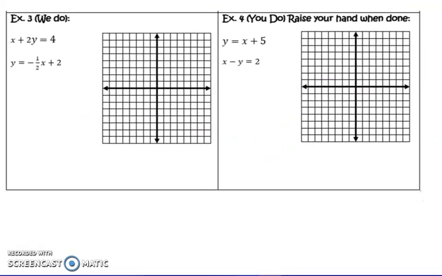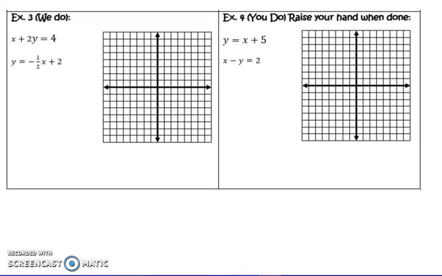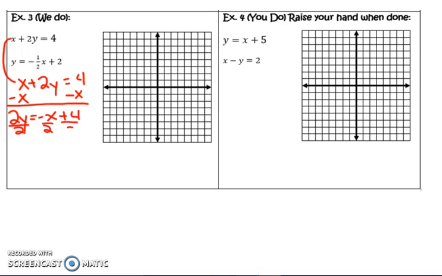If we look at example 3, again, we want them in slope-intercept form. Well, our first example is not, so I'm going to take x plus 2y equals 4, and I'm going to turn it into slope-intercept by subtracting x on both sides. Well, now I have 2y equals negative x plus 4. Now I'm going to divide all my terms by 2, so I get y equals negative 1/2 x plus 2. Now that it's in slope-intercept form, we can graph it.